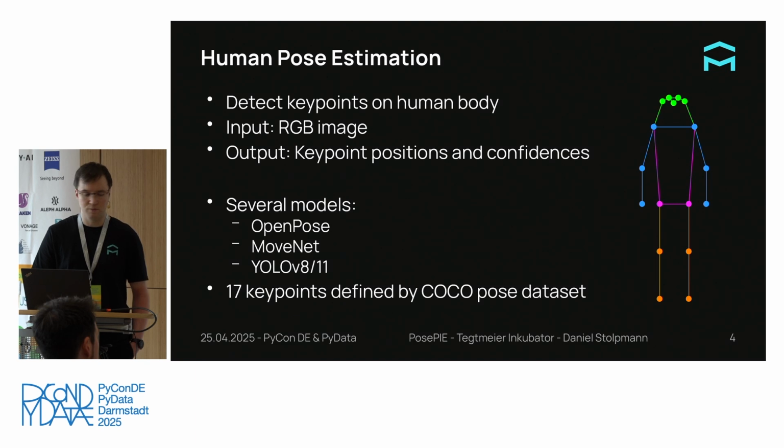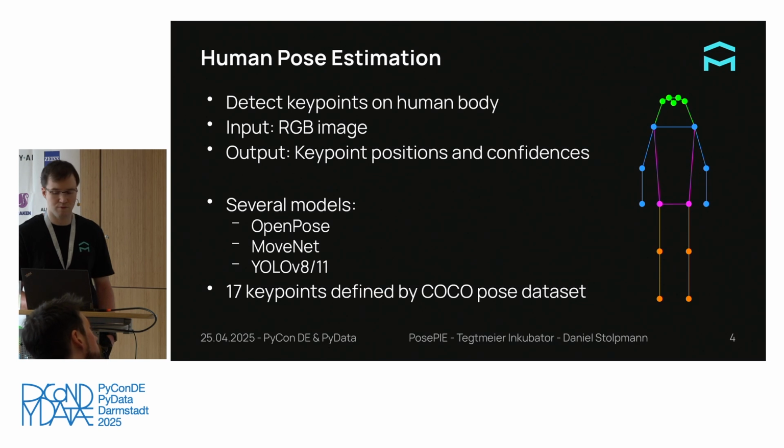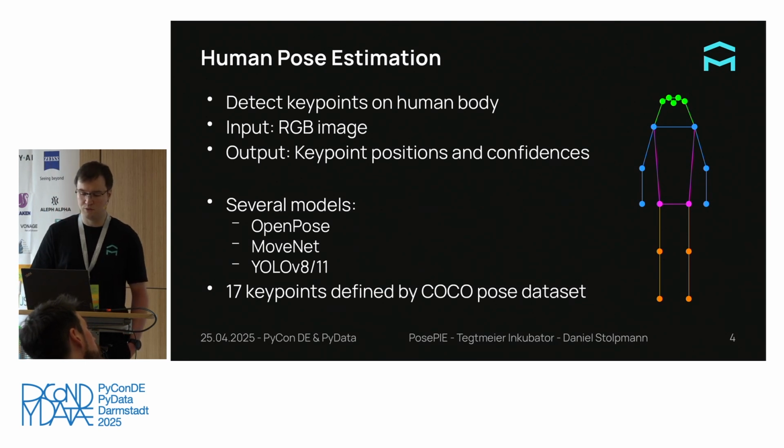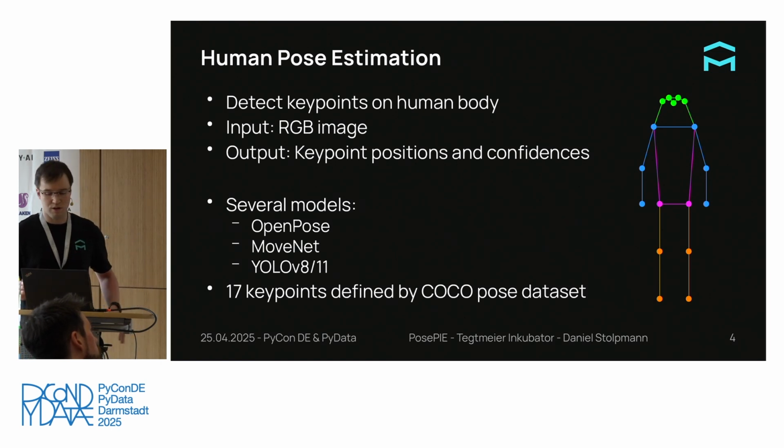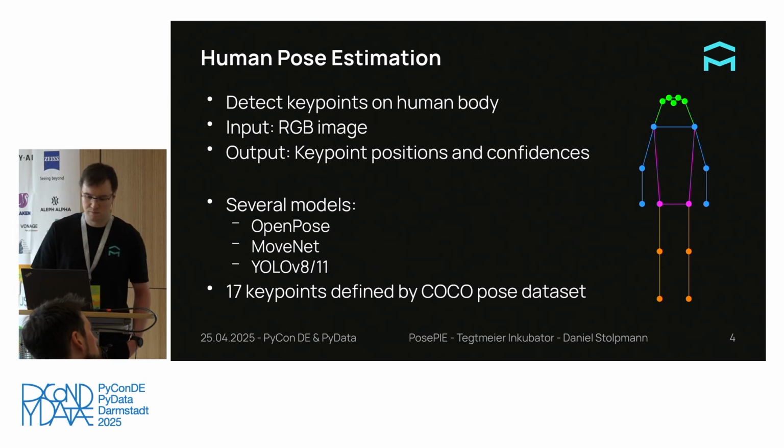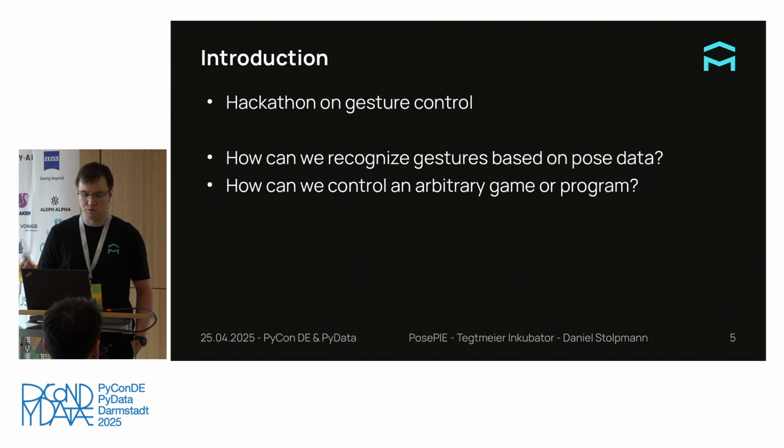And most of them, in this case all except for OpenPose, use a 17 key points model, which is defined by the COCO pose dataset, which is the dataset many of these models are trained on. And the key points you can see on the right-hand side, we have for the head, ear key points, eye key points, and the nose. Then we have the shoulders, the elbows, the wrists, and we have the hips, the knees, and the ankles. And this is what we do day to day.